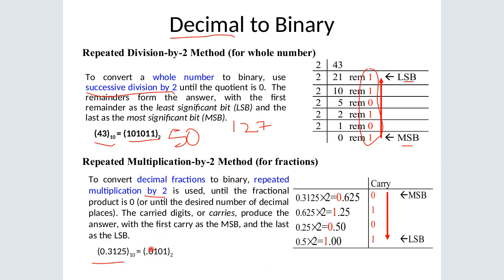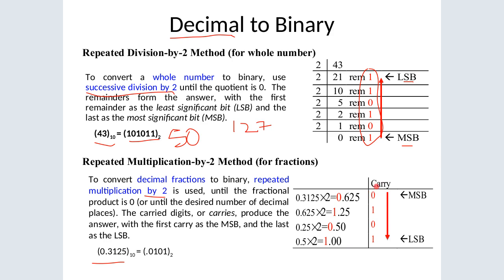We want to convert to what? To binary. How do we do that? Take this number here and multiply by 2, right? So we are supposed to multiply by 2 until the fractional part. How do you know until when you stop multiplying? Until you get the desired number of decimal places.